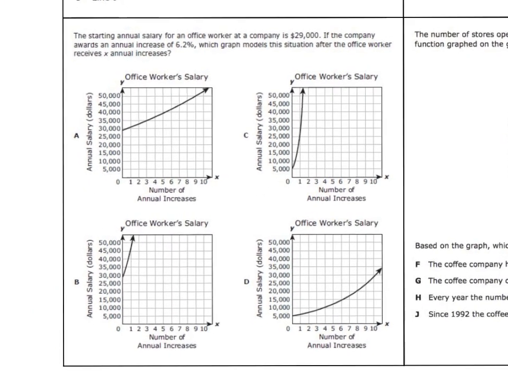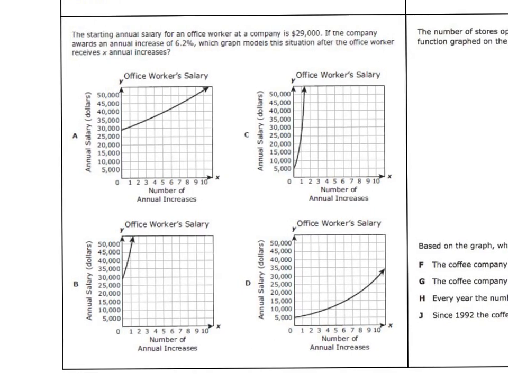Okay, next problem. The starting annual salary for an office worker at a company is $29,000. So this is the starting amount, which means that's going to be our y-intercept. Where does the graph begin? It increases at a rate of 6.2%. Which graph models the situation after he receives x annual increases? First of all, we know our graph needs to start at 29,000. Letter C starts at 5,000. That cannot be right. Letter D also starts at 5,000. That cannot be right.